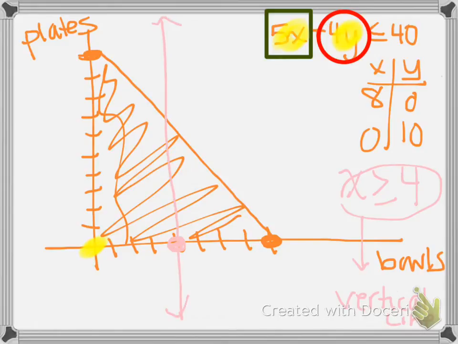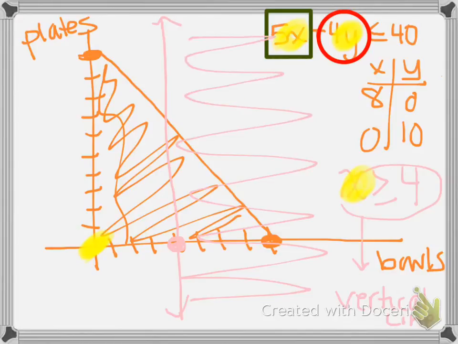I want x to be greater than or equal to 4, so you can use a test point again. You're just using x is 0, though. Is 0 greater than or equal to 4? No. That's false, so we shade the region that does not include the test point, which is this way. And technically, I didn't need to shade in the negatives, right? Because I'm not going to have negatives.